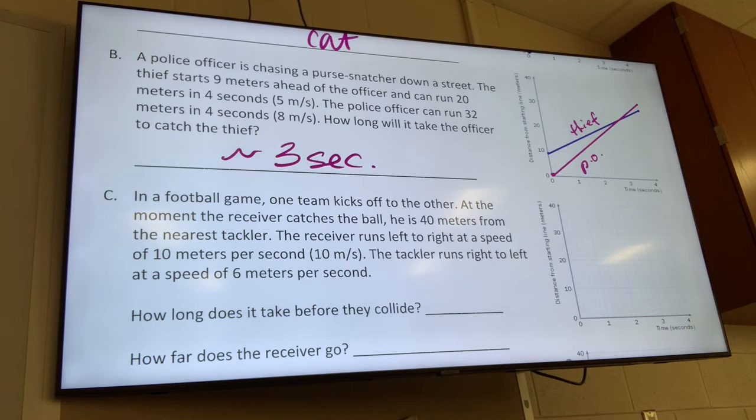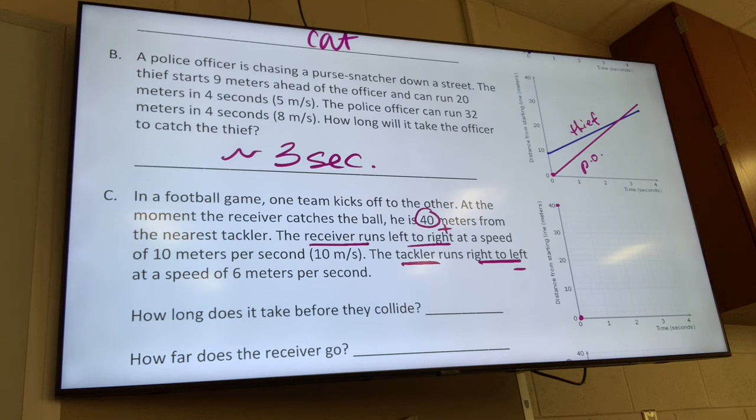Okay? It says that the receiver is going to run left to right. So our receiver is the one running in the positive direction, okay? So our receiver's line should go up, and our tackler is running right to left, so he's going to run in the negative direction. So his line, the tackler's line, goes down. It says that they start 40 meters apart. So somebody's going to start at 0, and somebody's going to start at 40.